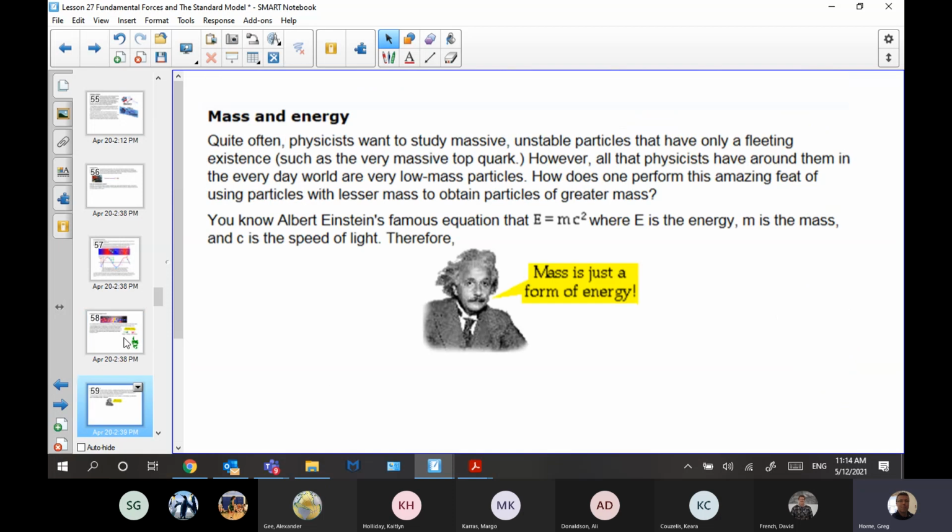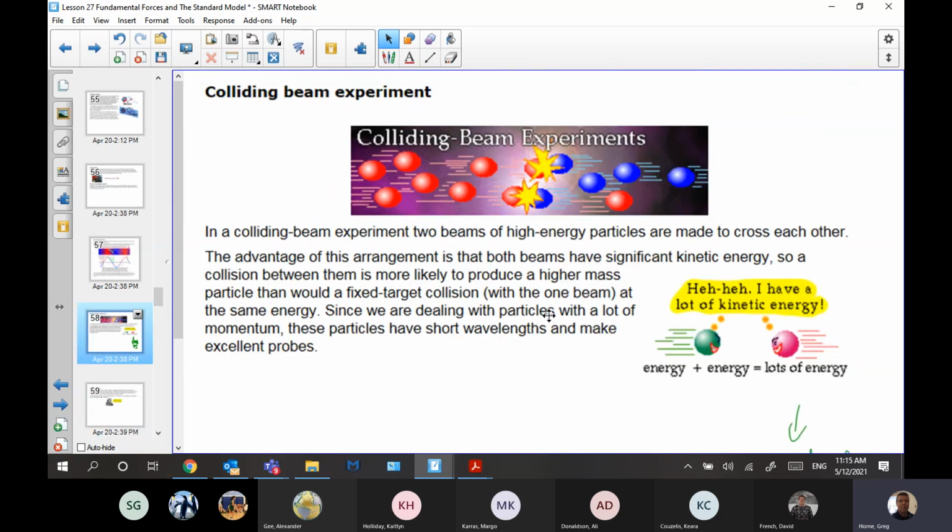So that's why you need bigger and bigger particle accelerators to make heavier and heavier mass particles, right? You need more energy to make the bigger mass stuff. And that's what the Large Hadron Collider was about, that came online 5 years ago or so. They made this Large Hadron Collider to be able to make even heavier particles.